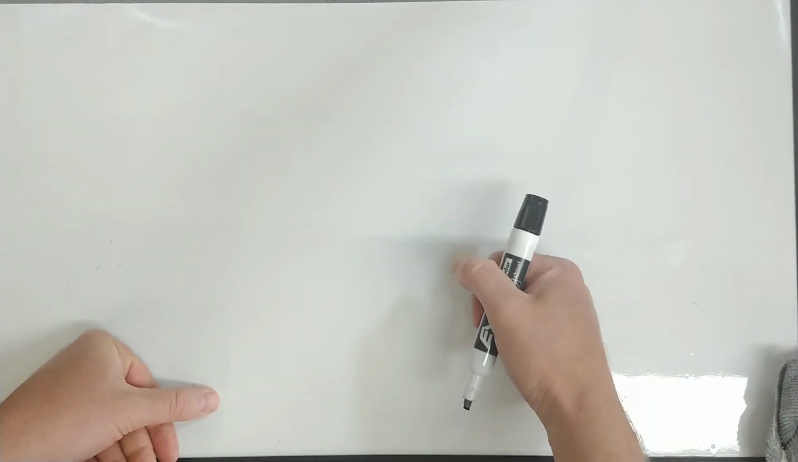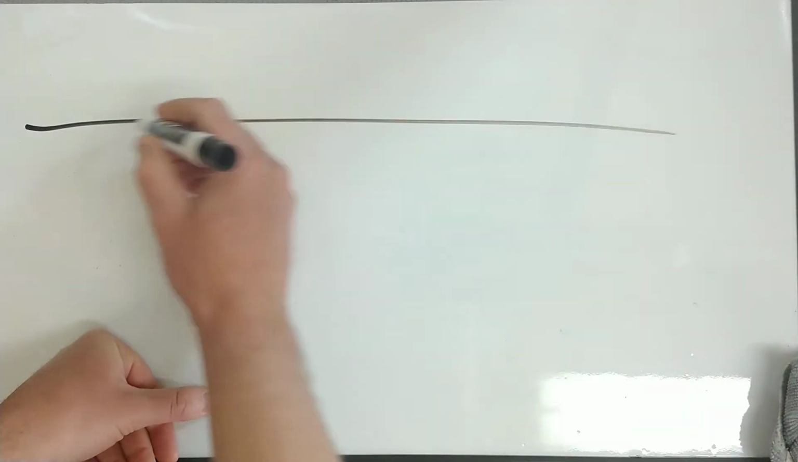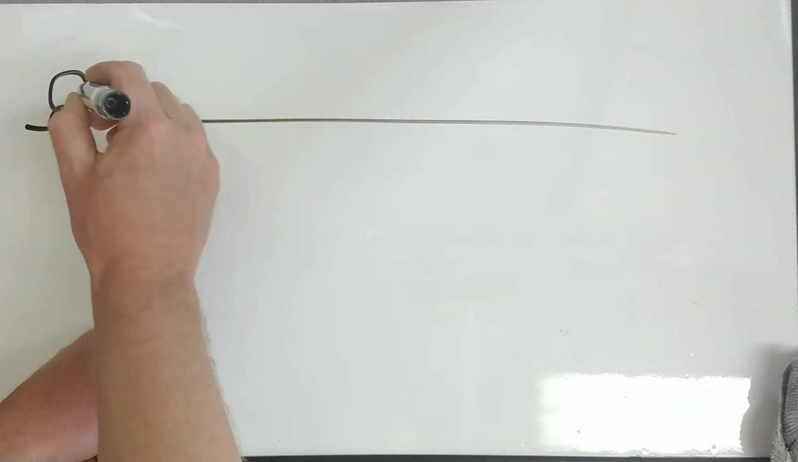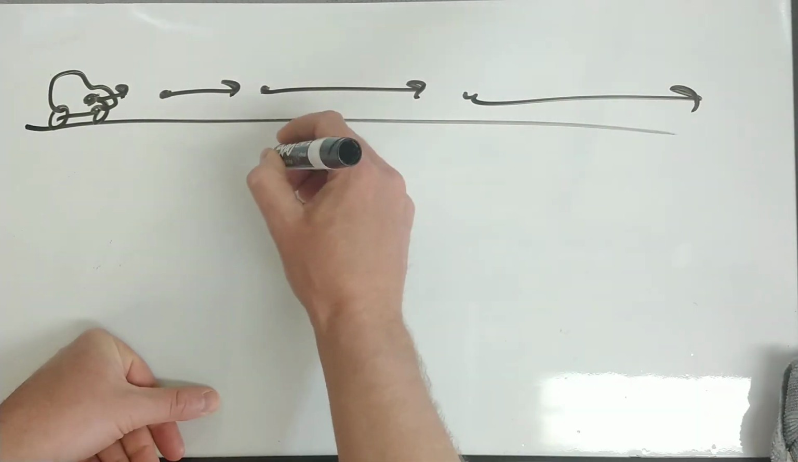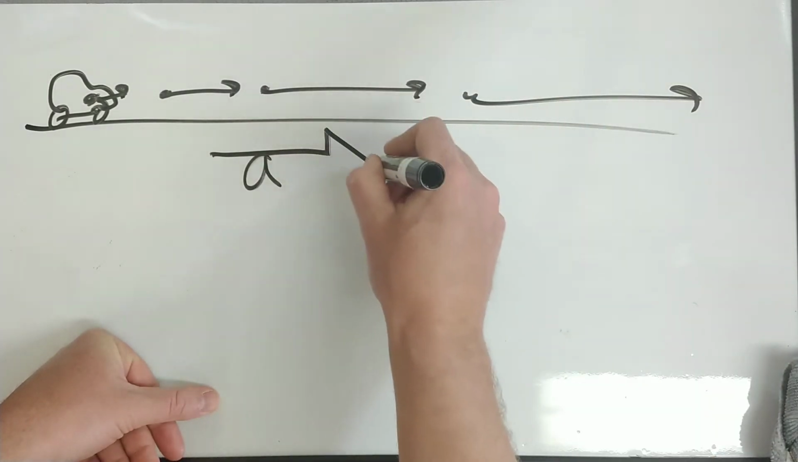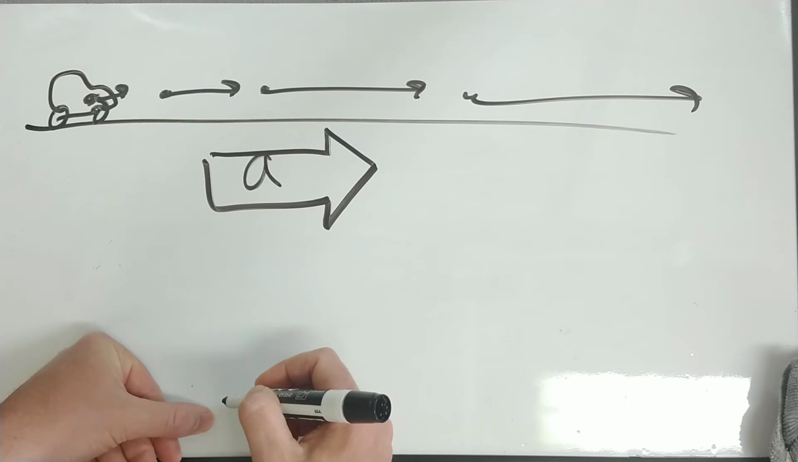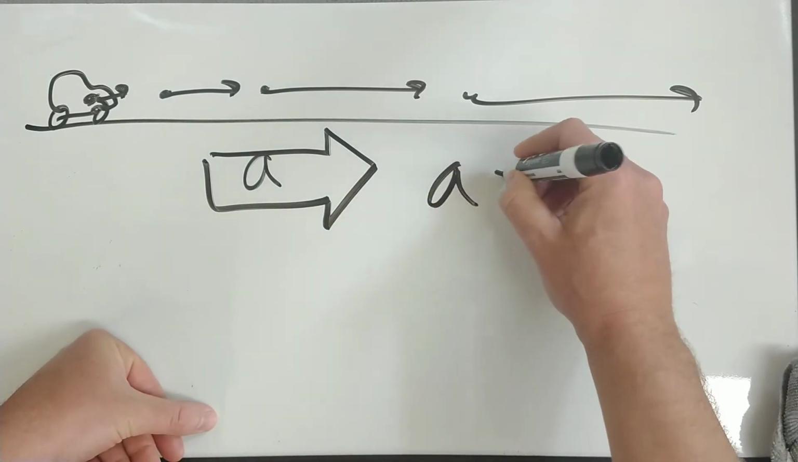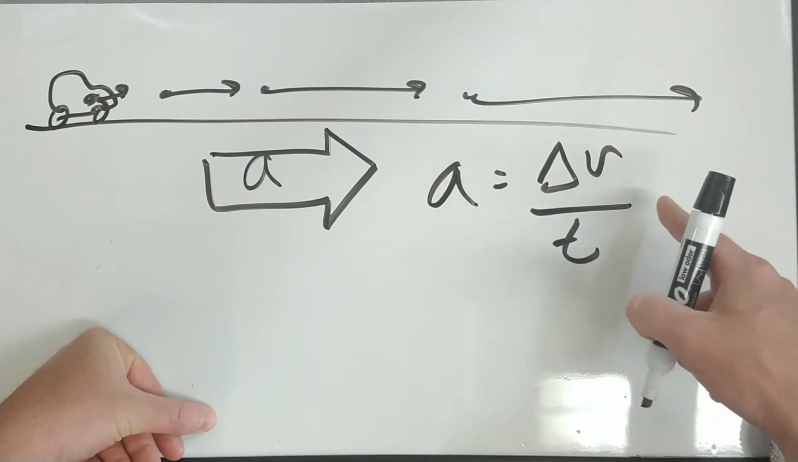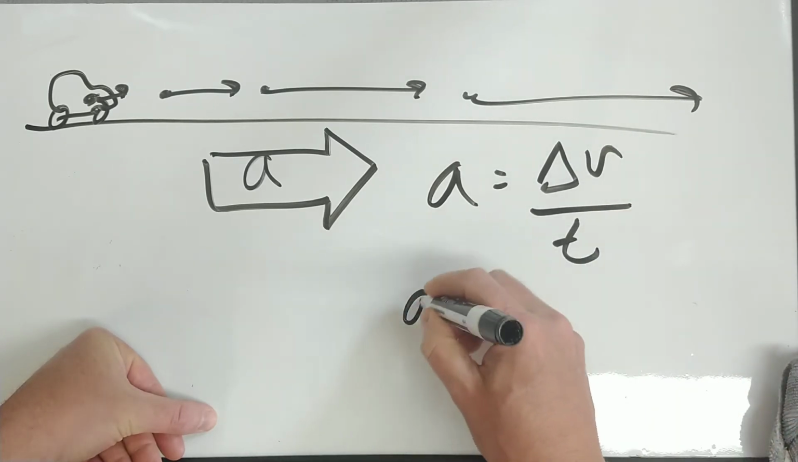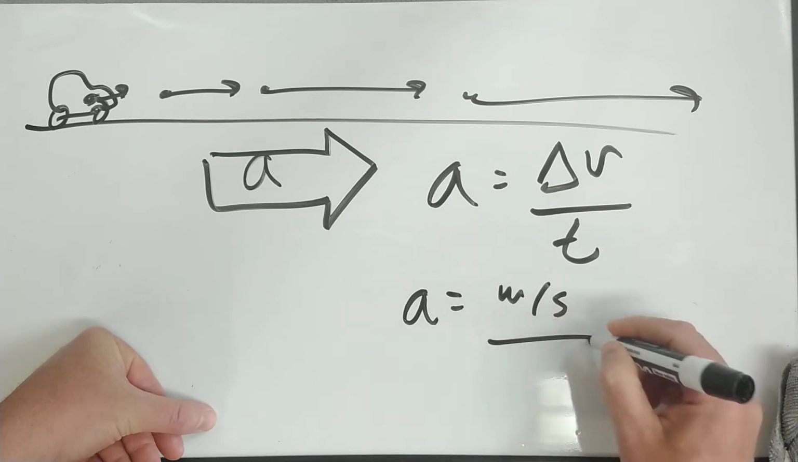What if something accelerates, right? So a car accelerates from rest, reaches some velocity, gets faster as it's going. We say it has an acceleration. It's accelerating in the positive direction. Well, acceleration is defined as the change in velocity over time. It's the rate of change of velocity. And the units are meters per second each second.